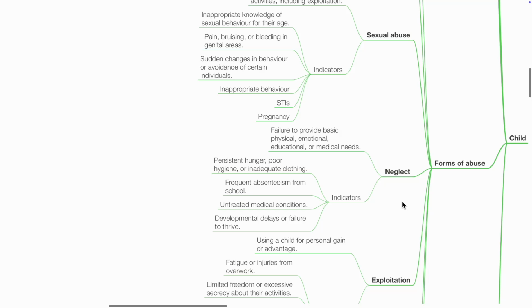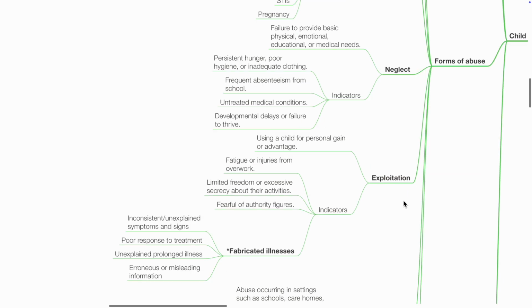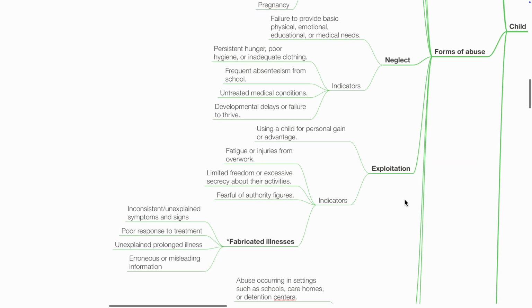Indicators include persistent hunger, poor hygiene or inadequate clothing, frequent absenteeism from school, untreated medical conditions, developmental delays or failure to thrive. In exploitation, the child is used for personal gain or advantage. Indicators include fatigue or injuries from overwork, limited freedom or excessive secrecy about their activities, fearful of authoritative figures.